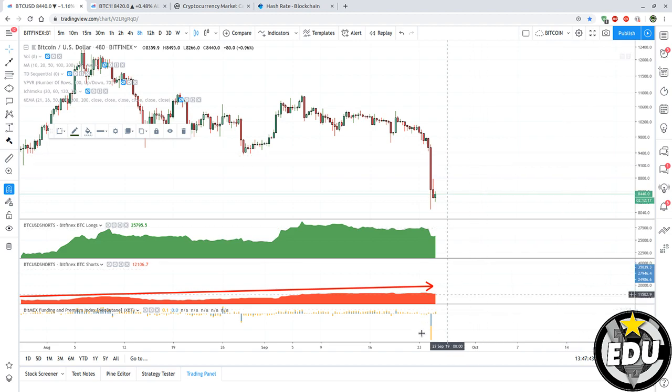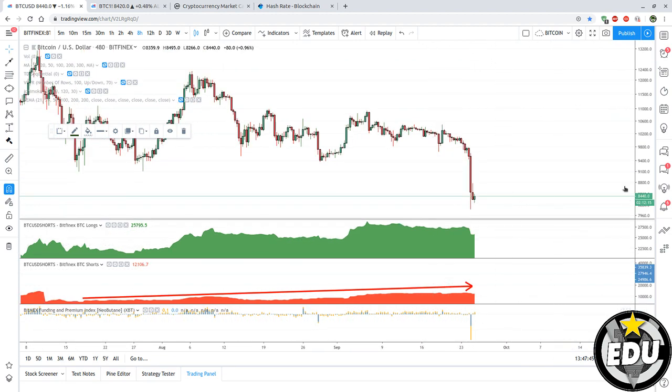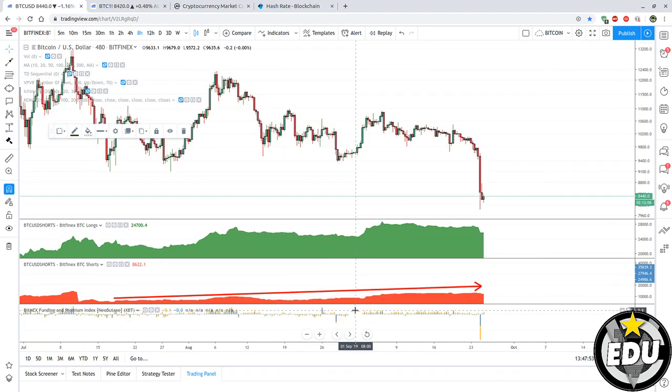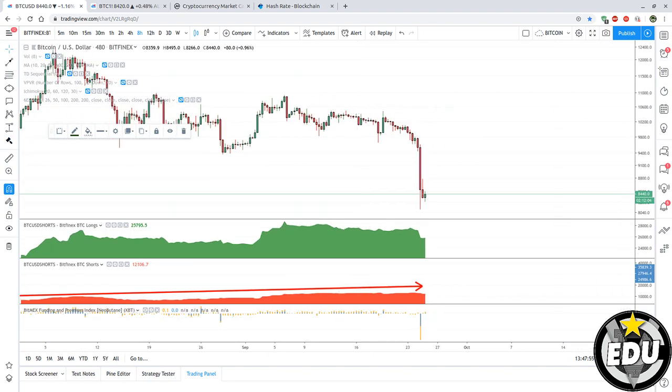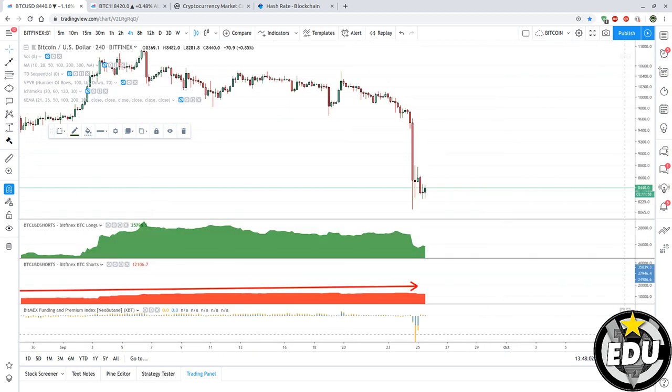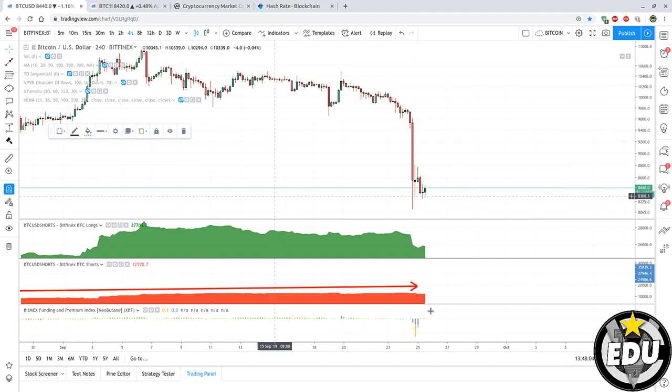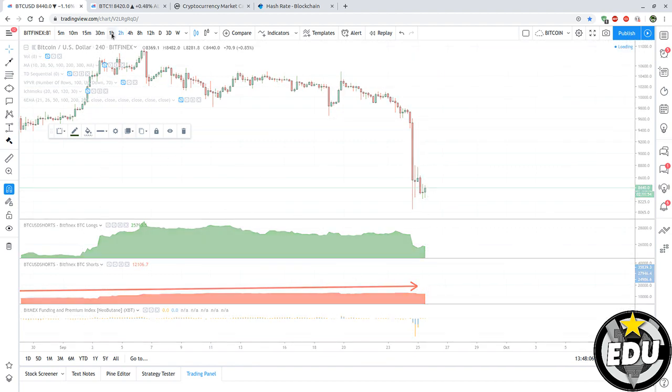Ooh, look at that. So that's interesting. That massive candle on the short side might actually mean that we might bounce here. That's an interesting candle. Let me see, 4 hour. Wow. Well, that's pretty low right there.